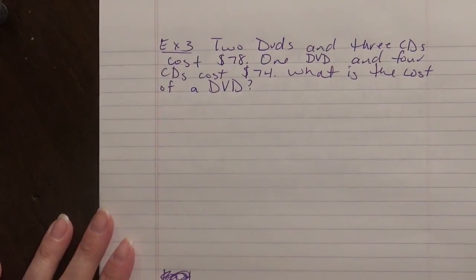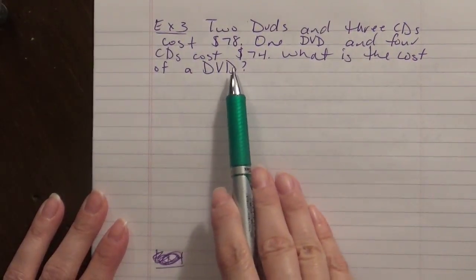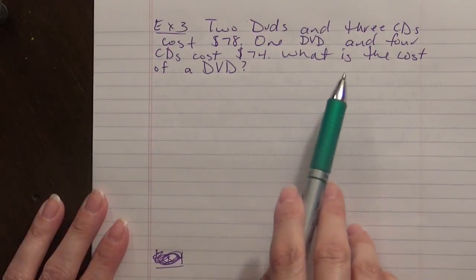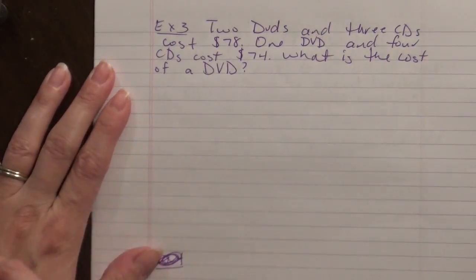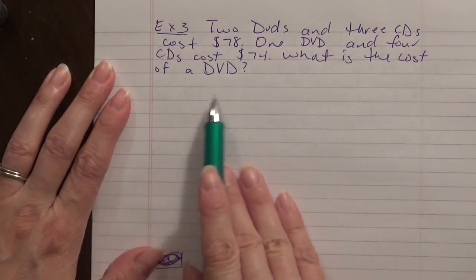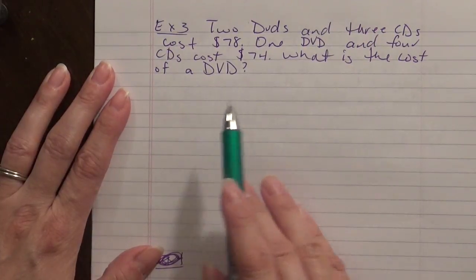Example 3. We have 2 DVDs and 3 CDs cost $78. 1 DVD and 4 CDs cost $74. What is the cost of a DVD? So we're going to use a system of equations to help us to solve this problem. What are we being asked to find? They want to know what is the cost of a DVD. And of course we're also being given information about CDs.